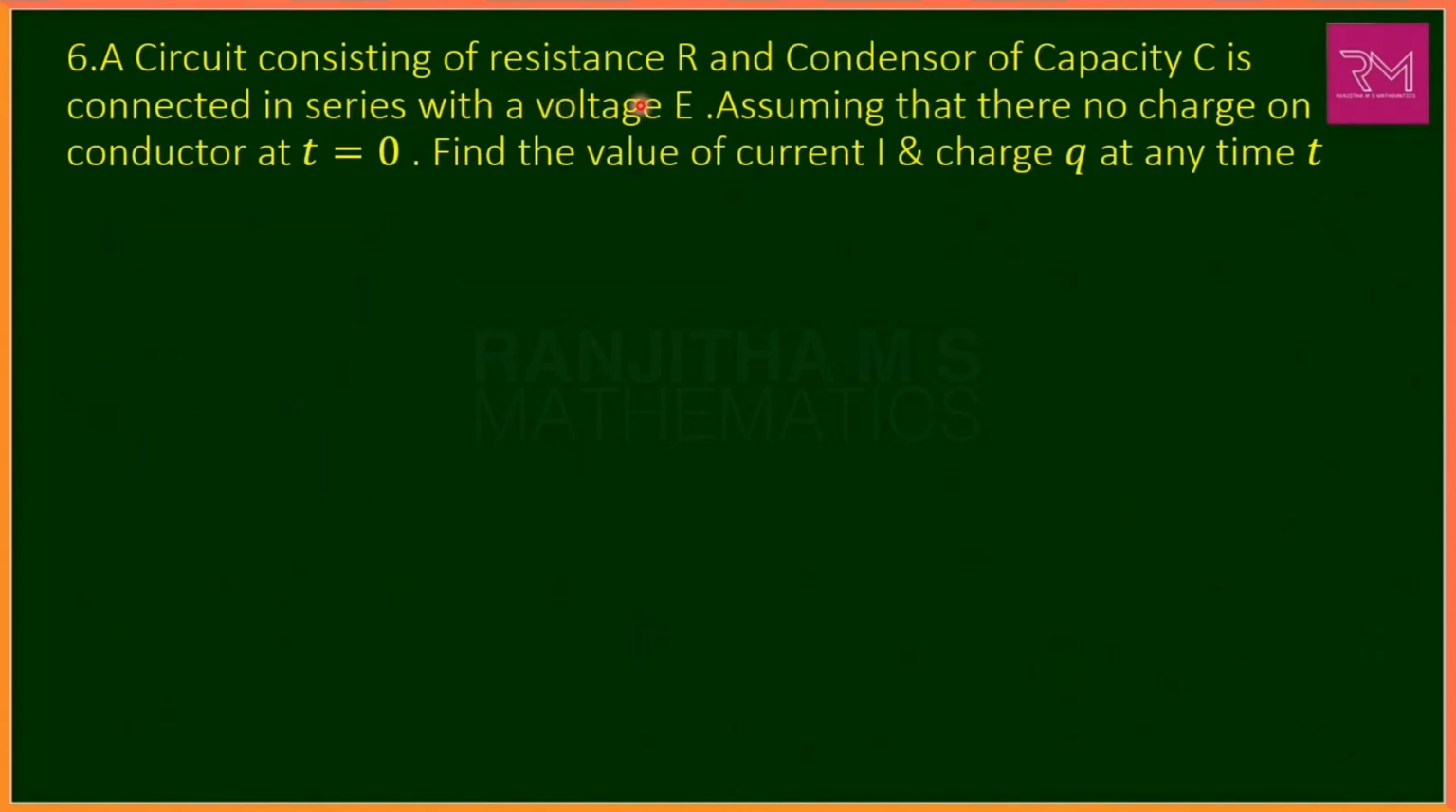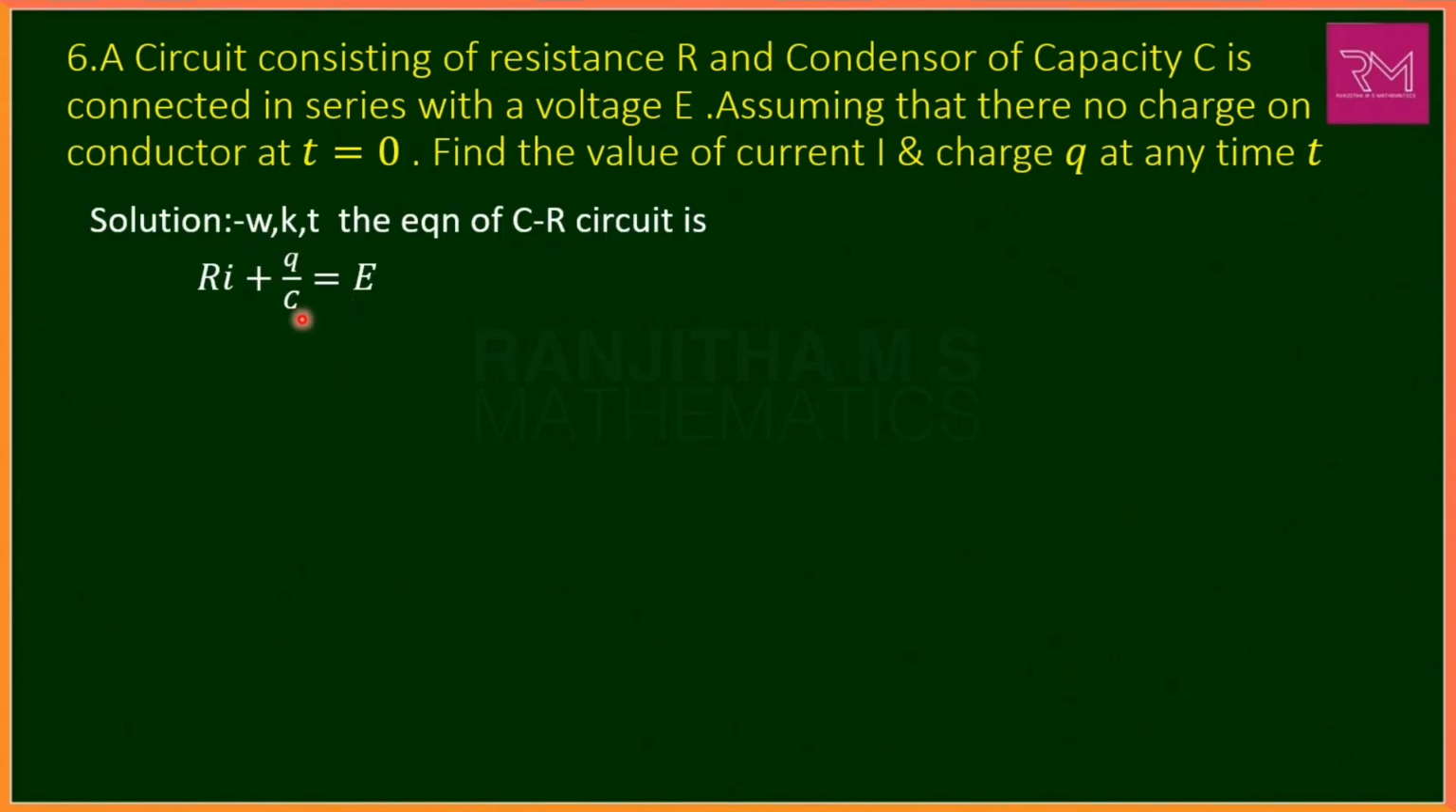A circuit consisting of resistance R and condenser of capacity C is connected in series with a voltage E. Assuming that there is no charge on the conductor at t is equal to 0, find the value of current I and the charge q at any time t. So this is also a problem on CR circuit.